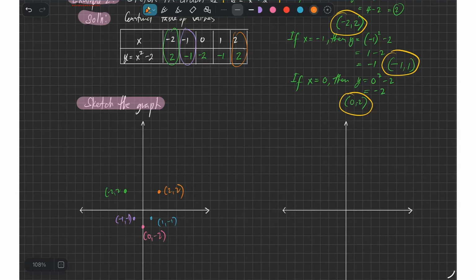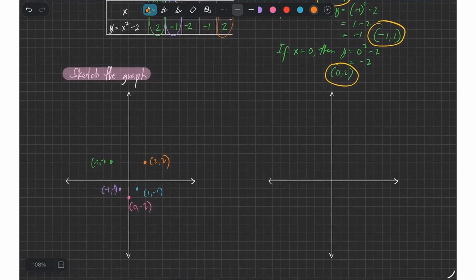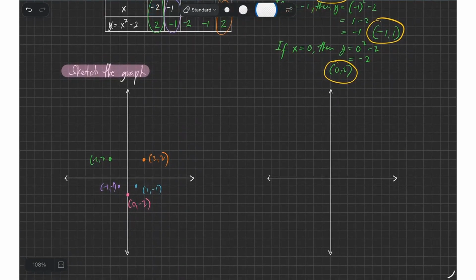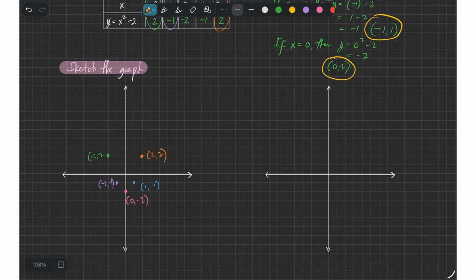So, i-connect po natin yan. Okay. Dito sa kabilang graph po, gagamitin ko po itong kabilang graph para hindi tayo malito. If we'll connect the different points here with a smooth curve, ang labas po niya ay magiging ganito siya. So, ang labas po niya is a parabola that opens upward. Ito na po yung graph ng ating given function na y equals x squared minus 2.